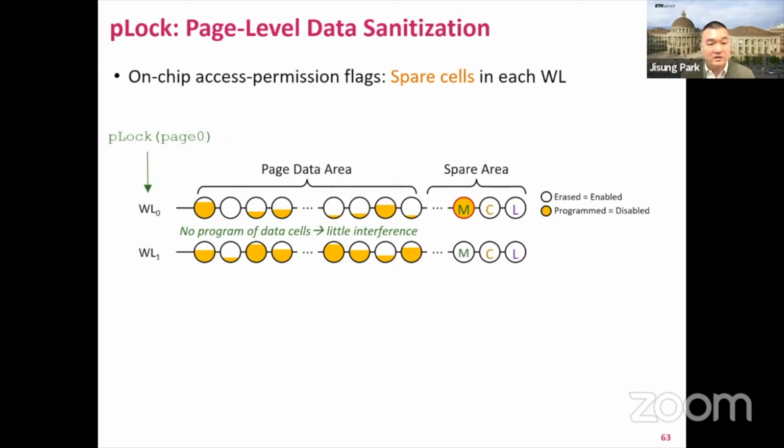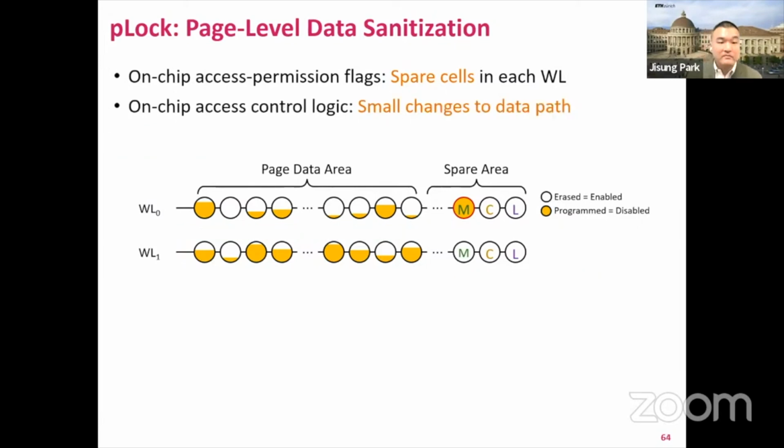For sure, there would be some interference between flag cells, right? But it is not a problem because we use flag cells as single-level cells to store only one bit of data, meaning enabled or disabled. And SLC cells are significantly more robust to program interference compared to MLC cells. Okay, now we have a low-cost on-chip access permission flag using spare cells.